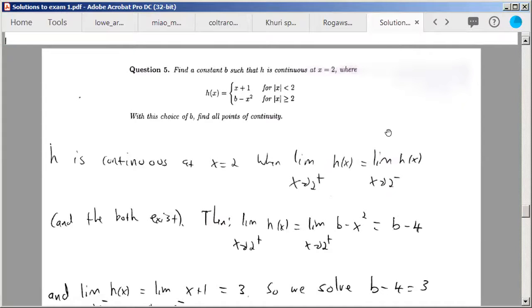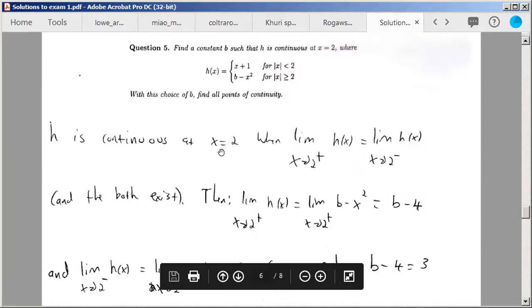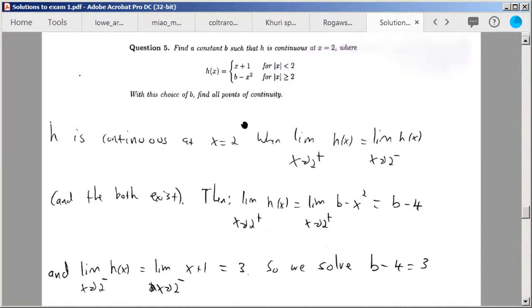Okay, whatever, Zoom. So this is question 57 in those chapter exercises. How do you do this? So you're focusing on x equals 2, right? Find a constant b so that h is continuous at x equals 2. So what does it mean to be continuous? You're continuous at x equals 2 if your limit as x goes to 2 is equal to h of 2.